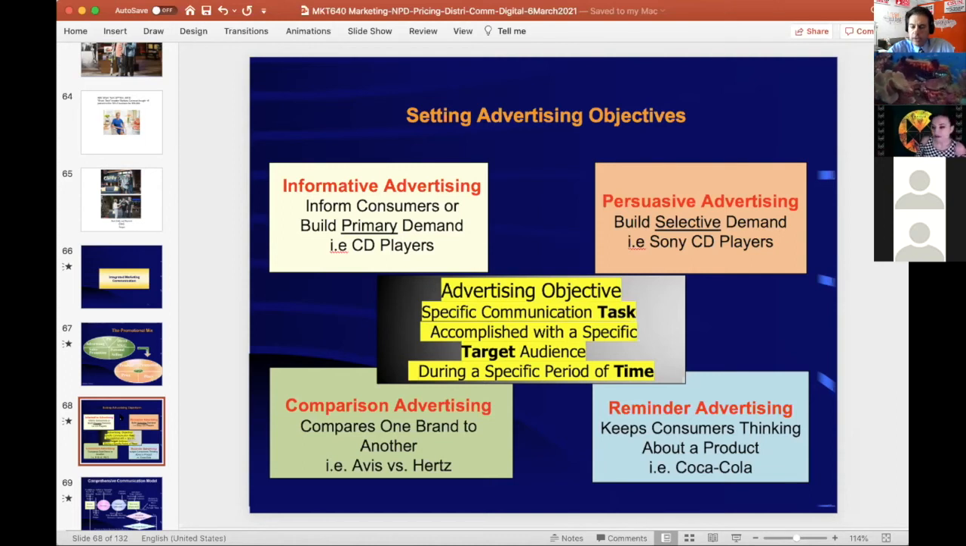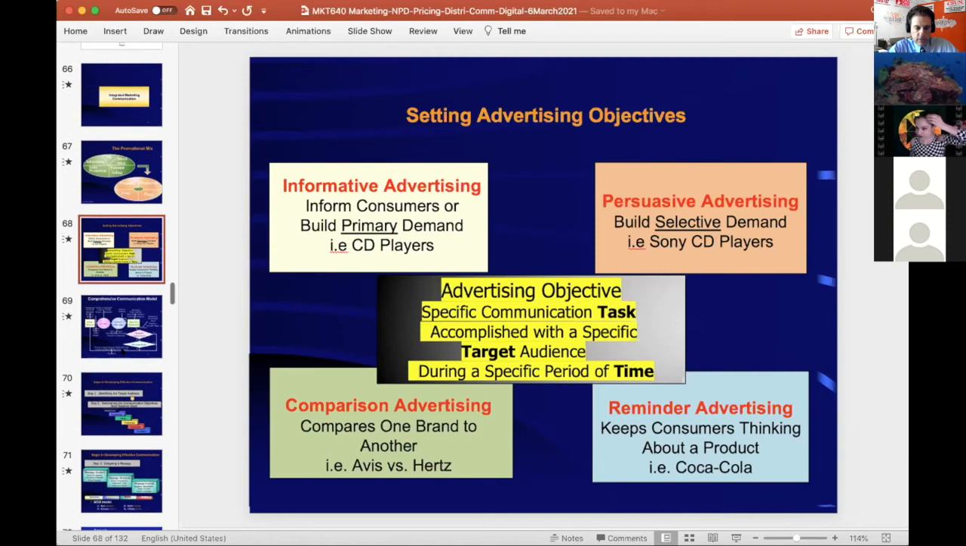Reminding advertising is in between informing and persuading, in the sense that you want people to remember the information and you want to remind people to buy. So you remind them, their memory, and at the same time you remind them so they buy again. So these are the four objectives.